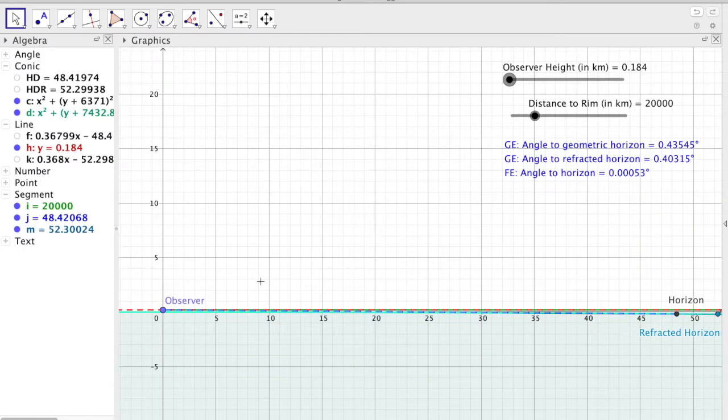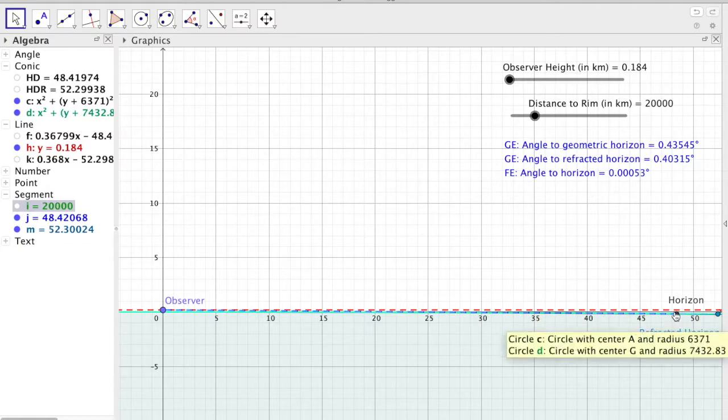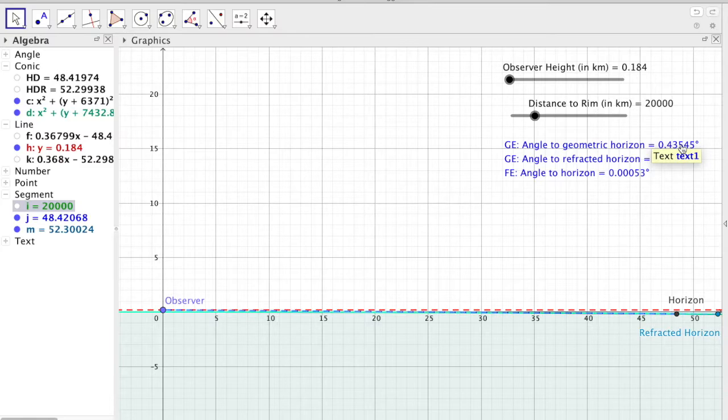So this is how it looks. We can remove the line to the flat Earth horizon. You see that at this observer height, the angle between this red line and the line to the geometric horizon is 0.43545 degrees, and the angle to the refracted horizon is 0.40315.